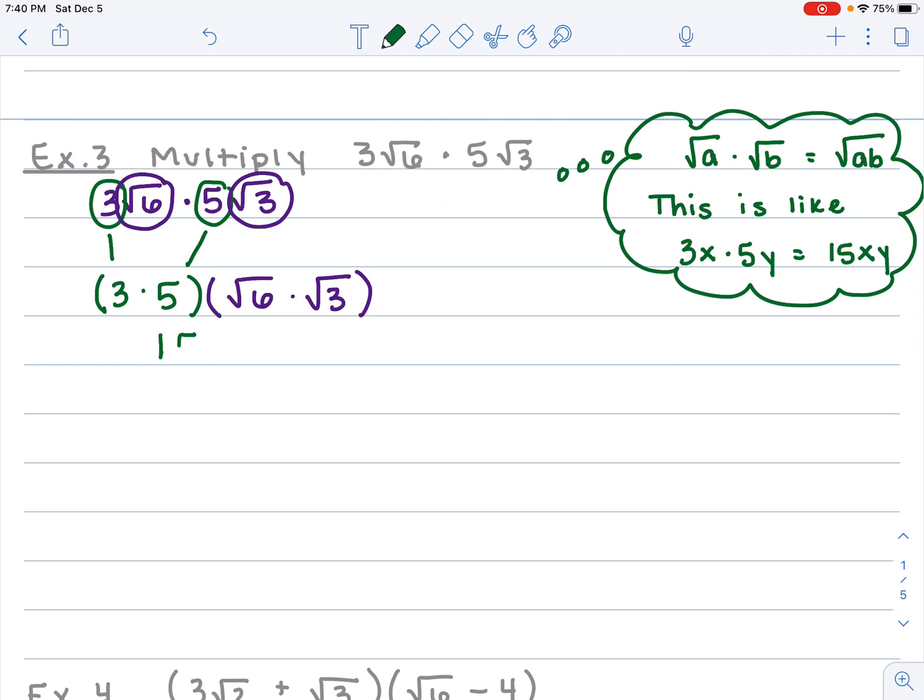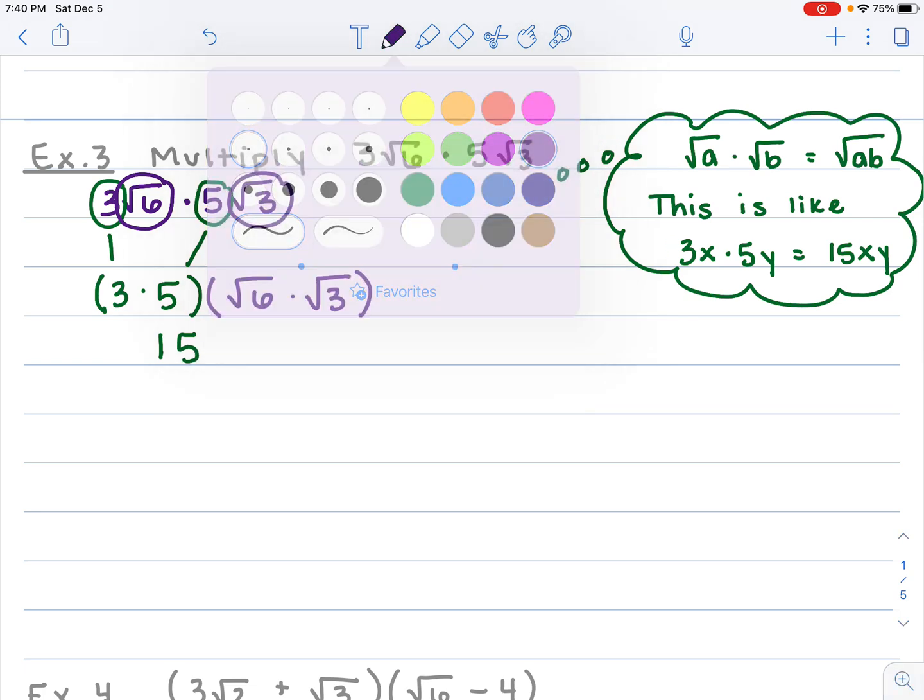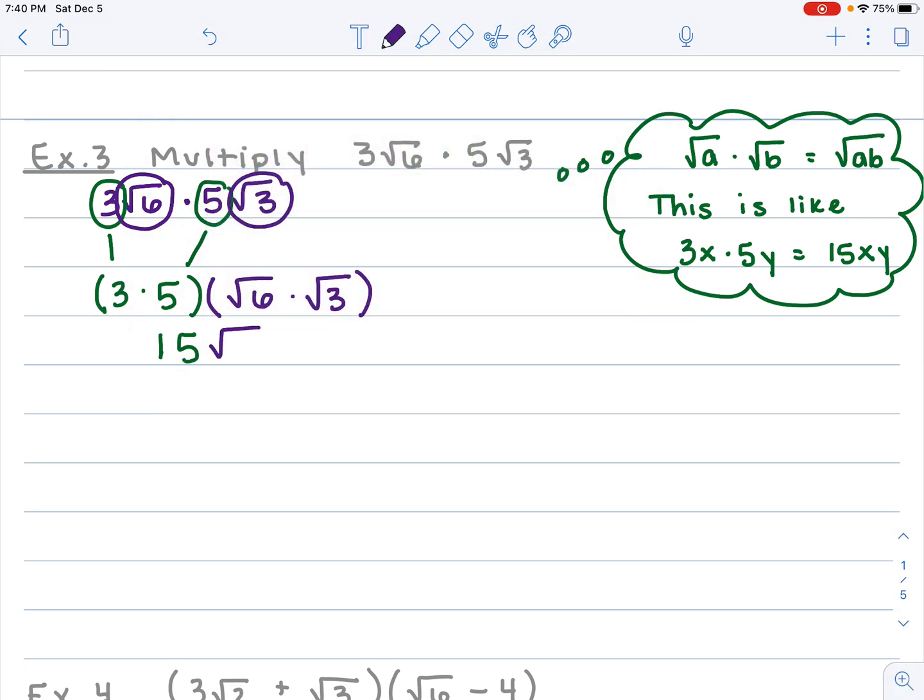3 times 5 is 15. Radical 6 times radical 3 is radical 18. Now you need to pause and see if you can break down radical 18. Well, I know the square root of 9 goes into 18 twice, so I would say this is 15 times radical 9 times radical 2. Square root of 9 is 3, so I have 15 times 3 times radical 2. 15 times 3 is 45 radical 2.